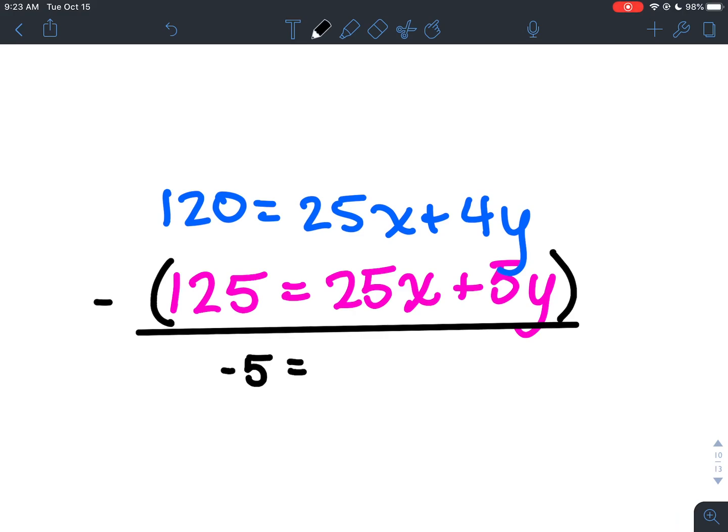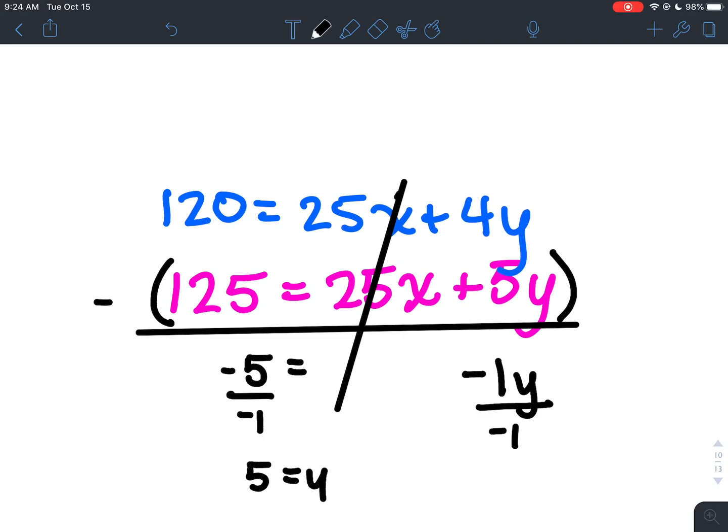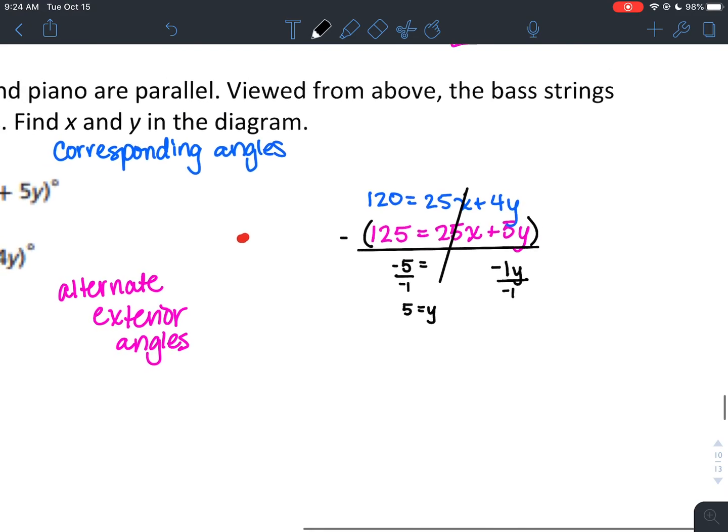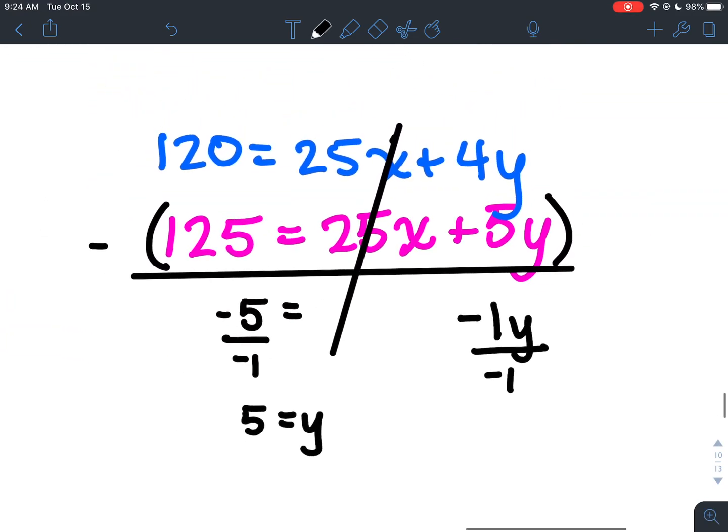Now I have my x's, 25x minus 25x, so that would give me 0x. So I'll just draw a line through those because those x's are canceling out or equaling 0. And then I have 4y minus 5y, so that's going to give me -1y, or you could just say -y. Okay, now I want to solve for y, so I'm going to divide by -1, divide by -1, and I get 5 equals y.